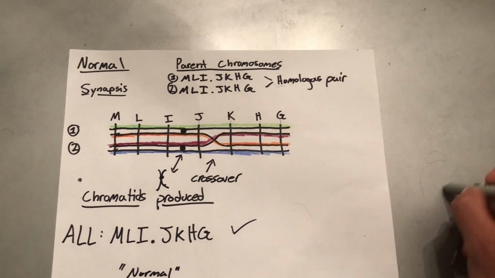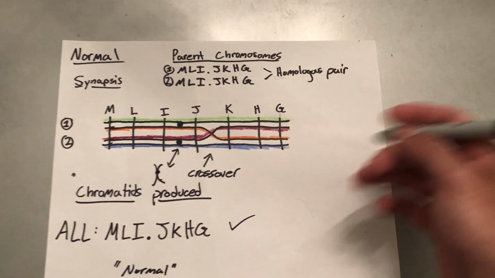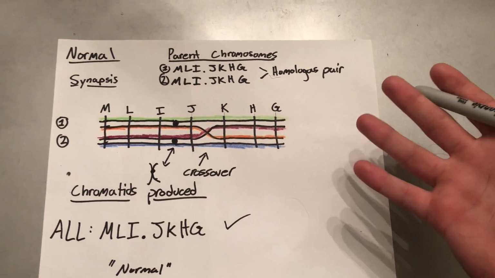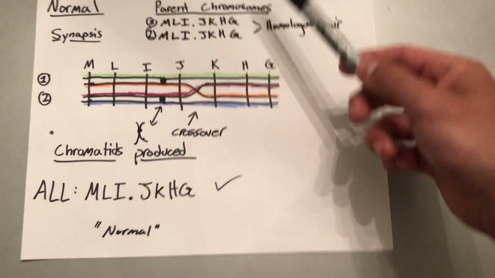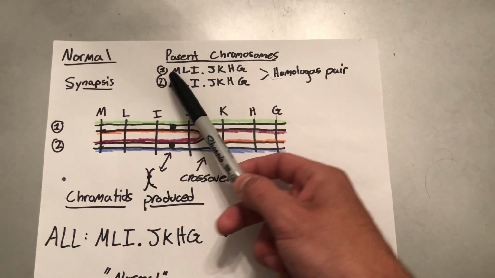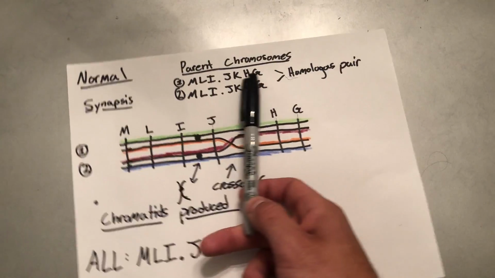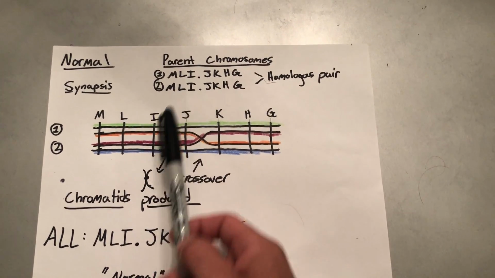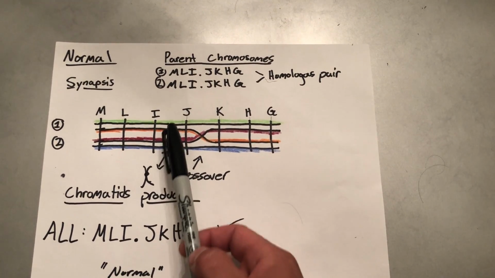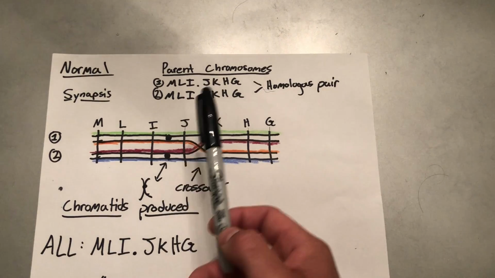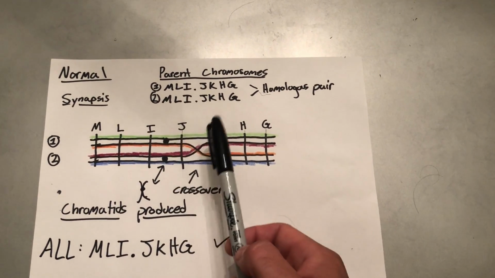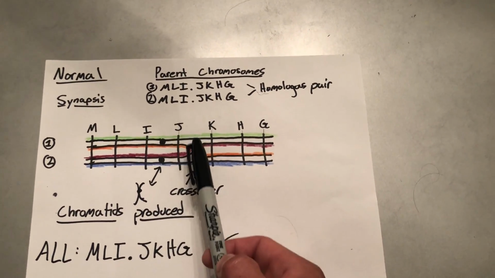Hey guys, today I'm going to be going over crossing over, or synapses, between two parent chromosomes. So here our parent chromosomes are listed out and they're homologous. They're the same. The dot represents the centromere, just FYI, on the chromosomes. And there's going to be a crossover event between J and K.